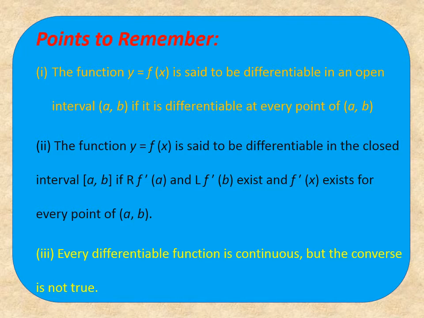Now second is, the function y equals f(x) is said to be differentiable in the closed interval [a, b] if right-hand derivative of the function at a, that is R f dash a, and left-hand derivative of the function at b, that is L f dash b, exist, and f dash x also exists for every point of open interval (a, b). Now for the closed interval, the right-hand limit at a and left-hand limit at b must exist, and f dash x exists for every point of open interval (a, b). Then the function is said to be differentiable in the closed interval [a, b].